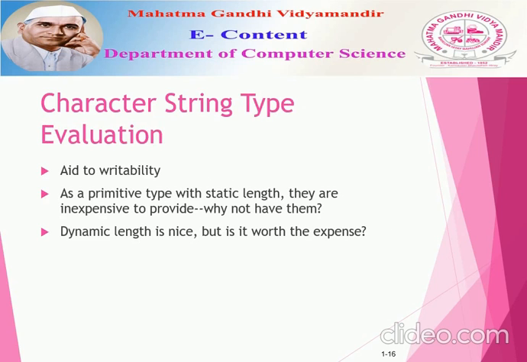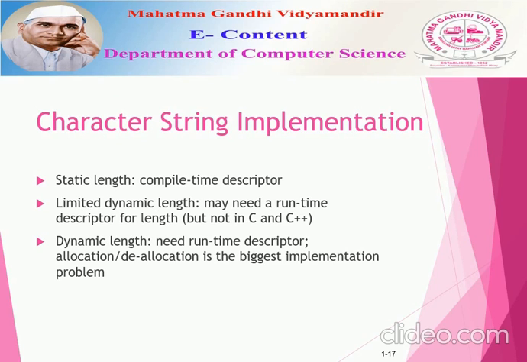In character string type evaluation, it is an aid to writability. As a primitive type with static length, they are inexpensive to provide. Dynamic length is nice, but is it worth the expense? Character string implementation: static length has a compile-time descriptor, limited dynamic length may need a runtime descriptor for length. Dynamic length needs a runtime descriptor, and allocation and deallocation is the biggest implementation problem. So this is relevant to your character string implementation.